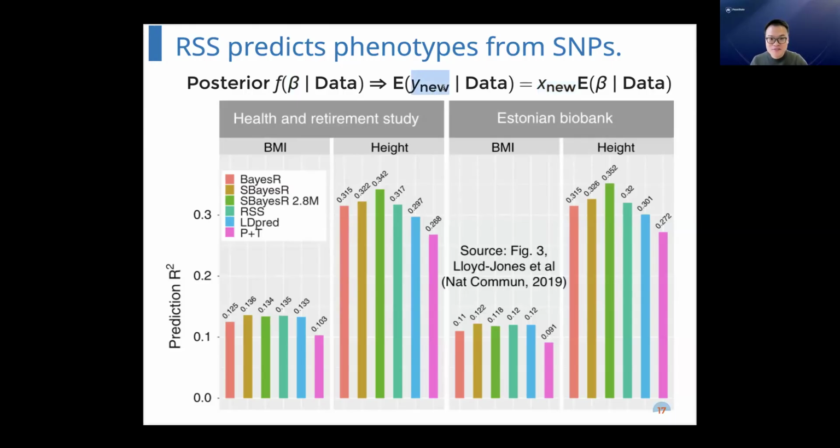Once you have the predicted value, you can compare it with the actually observed value for this new individual to assess the accuracy. These are the results of applying RSS and several other prediction approaches to two different phenotypes. One is body mass index, BMI, and the other is height, in two different studies. I think these are from the US and these are from Europe. From this result, we can see that RSS is very competitive in terms of predicting phenotype from genotype directly compared with several popular approaches such as LDpred and BayesR.